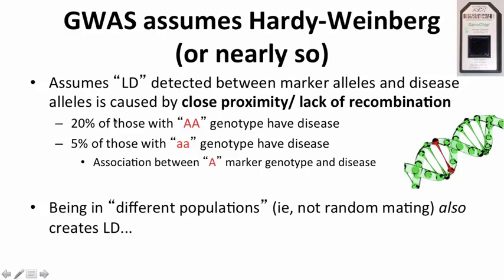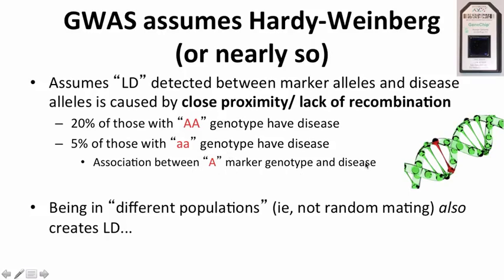Remember that the fundamental purpose of all genetic mapping is to see an association between genotype and phenotype. And we're hoping this association is from close proximity, or lack of recombination. So imagine that you see something where 20% of individuals with big A genotypes have a disease, and 5% of individuals with a little a genotype have a disease. Then we're assuming there's an association between the big A allele, or big A genotype, or the A marker gene more broadly, and the disease.